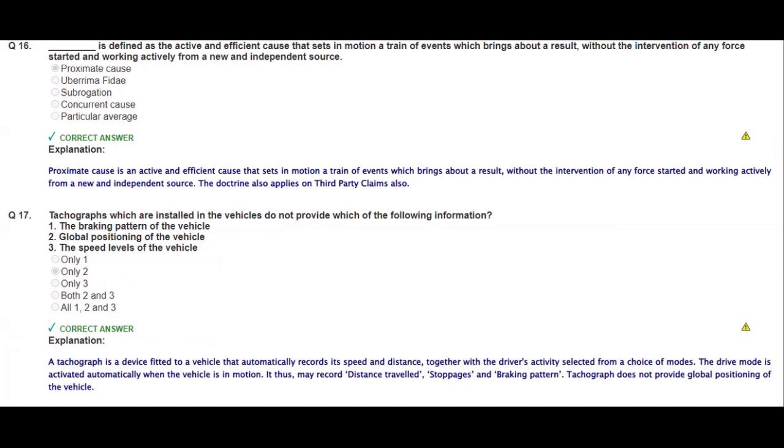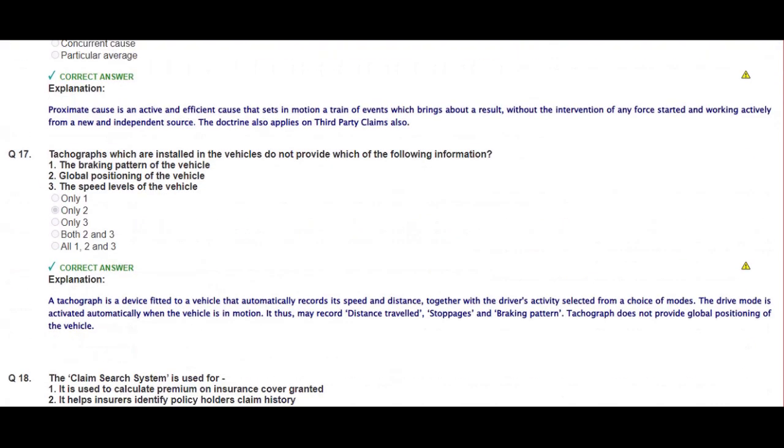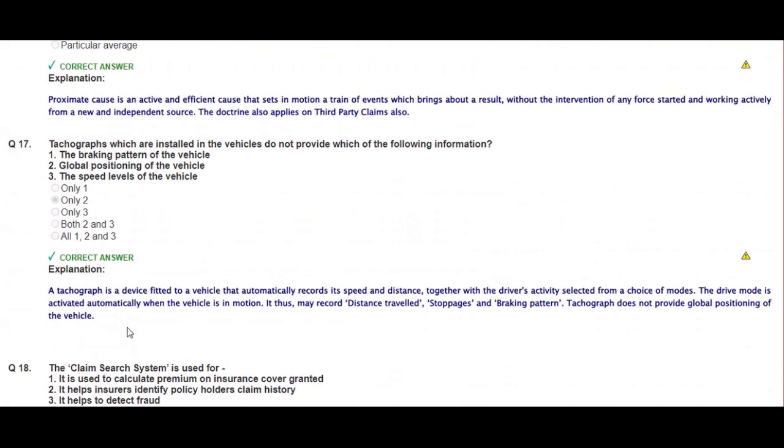We will show the explanation. The tachograph is a device fitted to a vehicle that automatically records the speed and distance together with the driver activity, which is selected from a choice of modes. The driver mode is activated automatically when the vehicle is in motion. It thus may record distance traveled, stoppage and braking pattern. Tachograph does not provide global positioning of the vehicle.